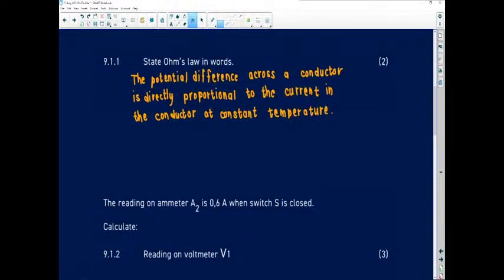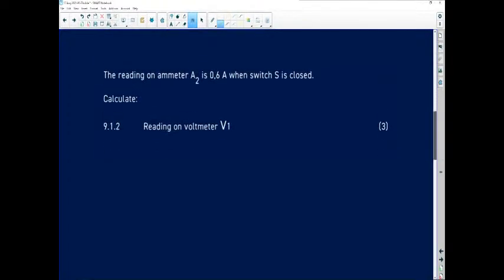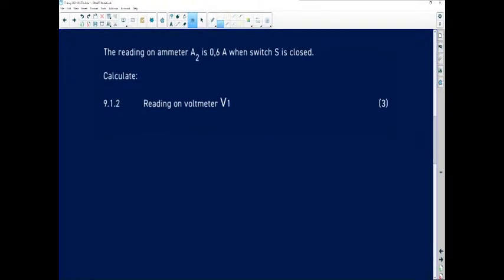So Ohm's law is the potential difference across a conductor is directly proportional to the current in the conductor at constant temperature, and that's for 2 marks. And remember, guys, you can never fail because you're lazy to read.